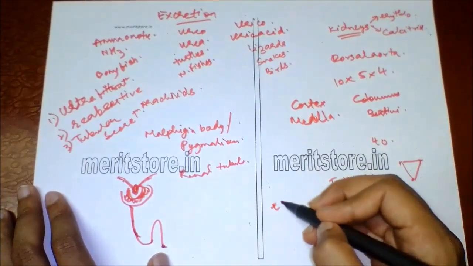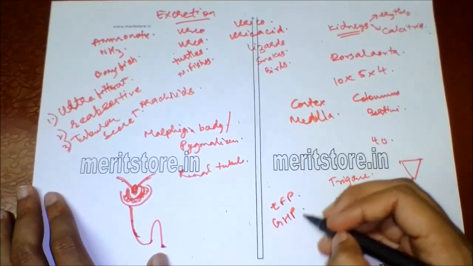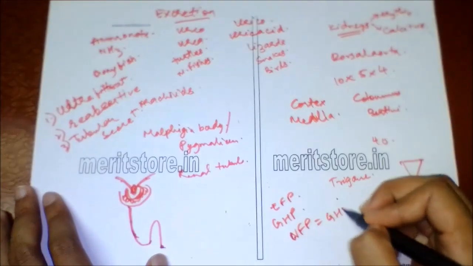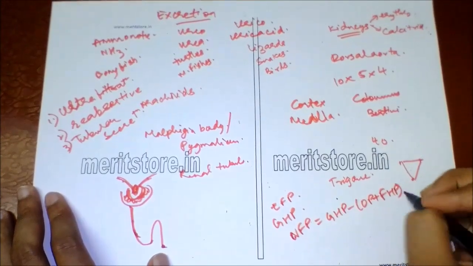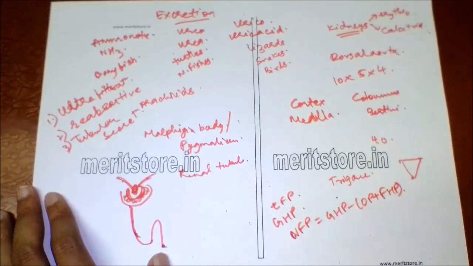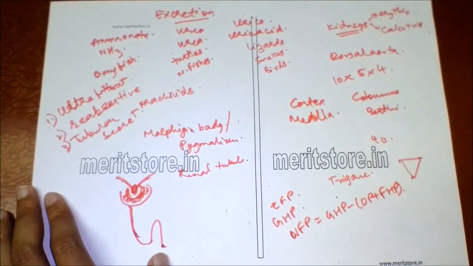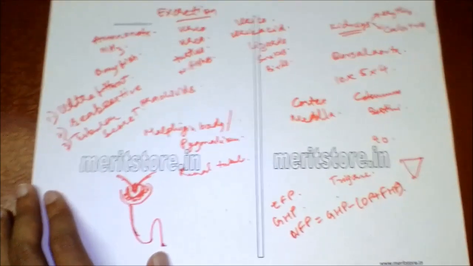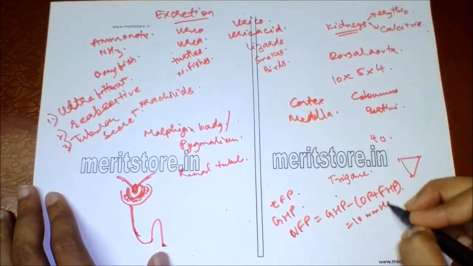EFP is the effective filtration pressure. GHP is glomerular hydrostatic pressure. So net filtration pressure is equal to glomerular hydrostatic pressure minus OP plus FHP. OP is osmotic blood pressure and FHP is filtration hydrostatic pressure. So the osmotic pressure and hydrostatic pressure are subtracted from the glomerular capillary pressure. So total net filtration pressure comes out to be 10 mm of Hg.